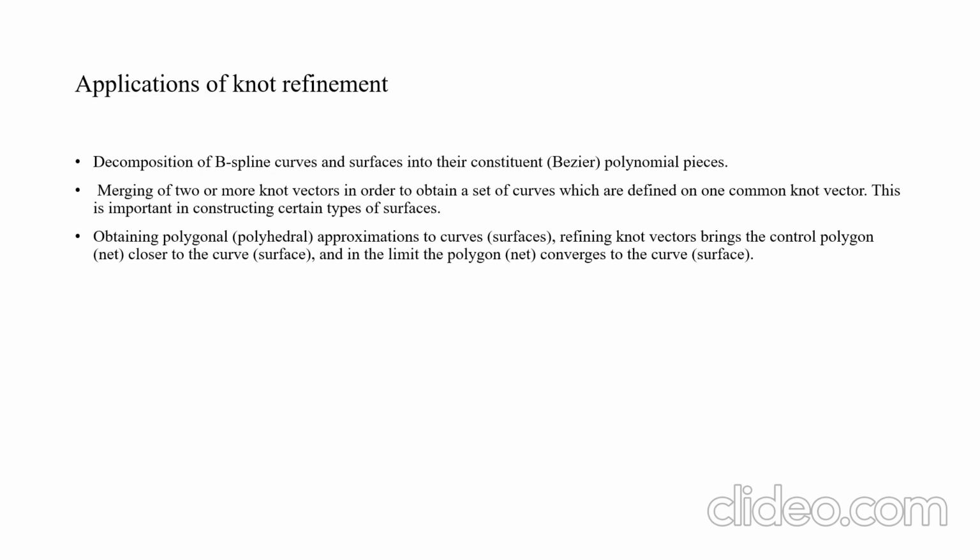So here are the applications of knot refinement. The decomposition of B-spline curve and surface into the constituent polynomial pieces is one of the applications which we are going to discuss in the future slides. Merging of two or more knots in order to obtain a set of curves which are defined on one common knot vector. This is an important construct in certain types of surfaces. Obtaining polygonal approximations to the curves. Refining knot vectors brings the control polygon closer to the curve, and in the limit, the polygon converges to the curve.